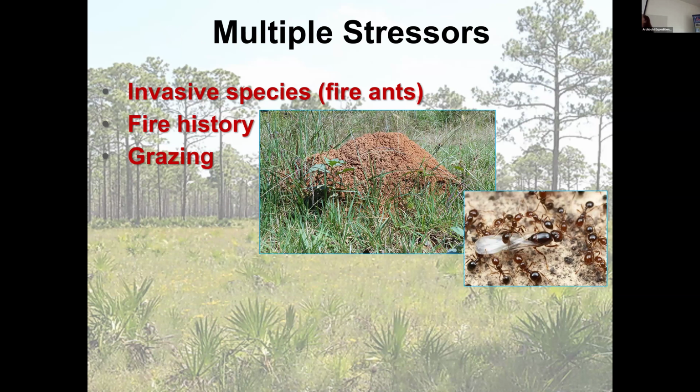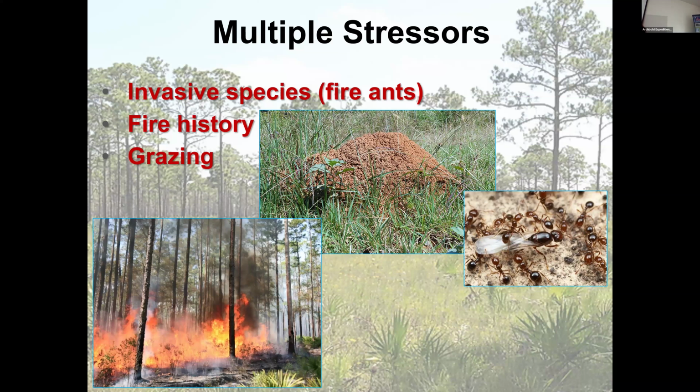Fire ants, we know, are bad for ground nesting wildlife in particular because they kill any baby animal that hatches out of an egg on the ground. They can go kill it. This is well documented, but what we don't know is how it works synergistically with these other factors.